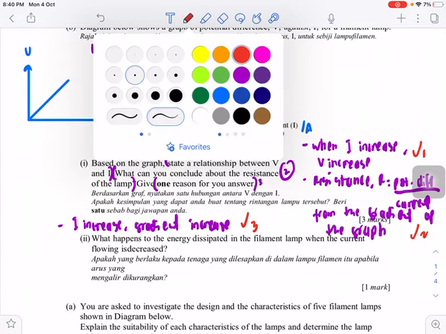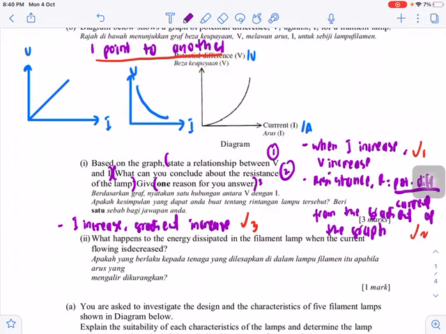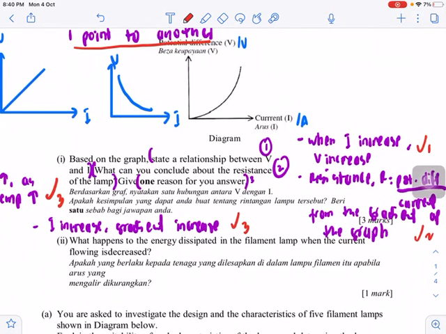Kalau tadi you nak buat pasal bila resistance increase as temperature increase, pun boleh juga. So dia akan jadi point yang ketiga juga, mana-mana. Okay, so 3 point, 3 markah. Alright, so next question. What happens to the energy dissipated in the filament lamp when the current flowing is decreased?